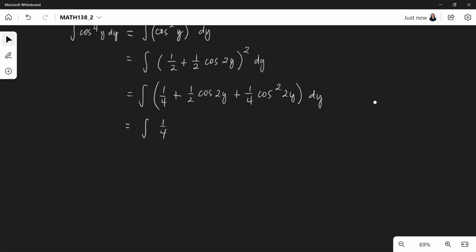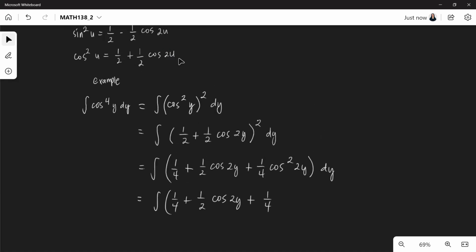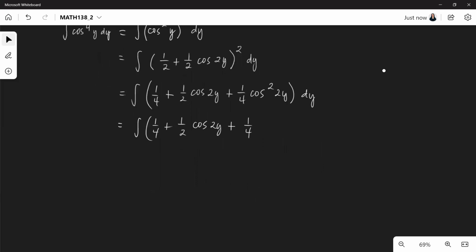So we'll write the other terms first, and then we'll just integrate them later. Applying the same identity, multiply that with 1 half plus 1 half cosine 2 times 2y. So 1 half plus 1 half cosine double the angle. It's 2y, so it becomes 4y, dy. Let me replace this with a bracket instead of parentheses.